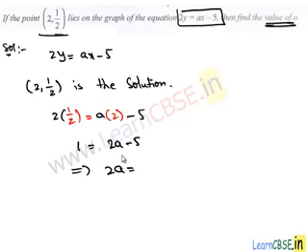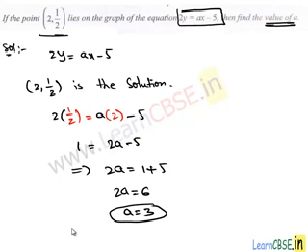2 times a is 2a, and on transposing this negative 5 to the left hand side, we get 1 plus 5, and it is equal to 2a, which is equal to 6, and a is 3. Therefore, the value of a is 3 and this completes our solution.